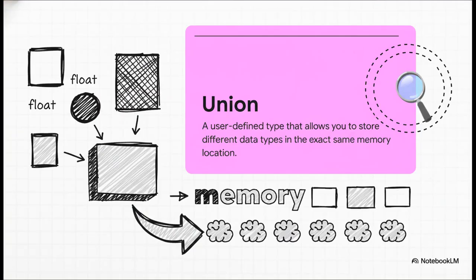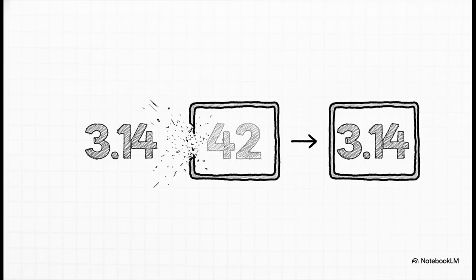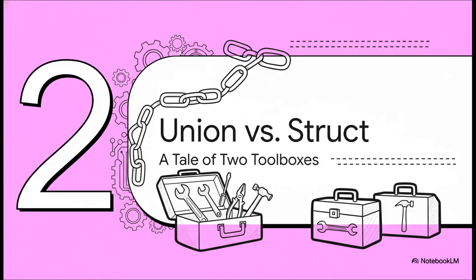Okay, so here's the textbook definition for you. A union is a user-defined type that lets you store different data types, like an integer, a float, a character, all in the exact same memory location. Now, the phrase to tattoo on your brain here is exact same memory location. That's the key. And this brings us to the golden rule of unions. Because all the members share that one single spot of memory, only one of them can be real at any given time. So if you store an integer and then right after you store a float in that same union, that integer isn't just hiding, it's gone. Poof, completely overwritten, vanished.